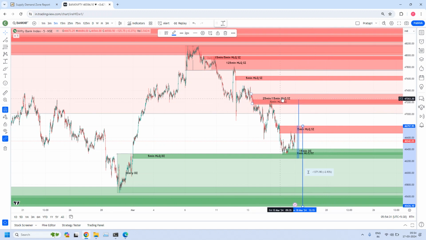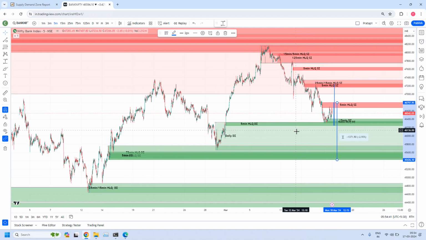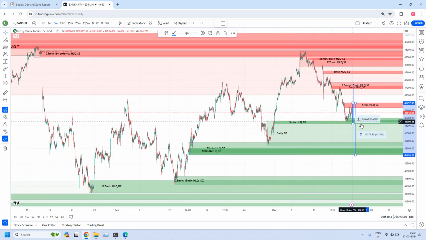But if any of these levels are broken, you have seen the next levels. This is the first level, this is the second, this is the third level, this is the fourth level. In one of these levels, you will get strong resistance. Similarly for demand, this is the first level, this is the second level below. Actually, we can combine everything, because all these are LOTL zones. This is the first level, this is the second level, and here this is the third level below this.